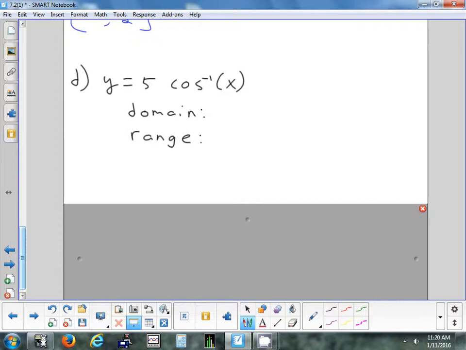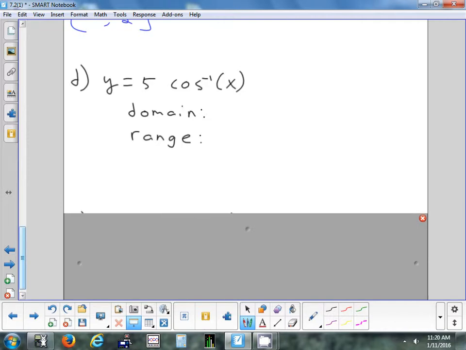All right, try that one on your own. Okay, take a second, see if you can figure out what's changing. And what stays the same? All right, so first of all, what is changing here? Just the range. Okay. So my domain is going to stay the same. What's the domain for inverse cosine? Negative 1 to 1. Yep.